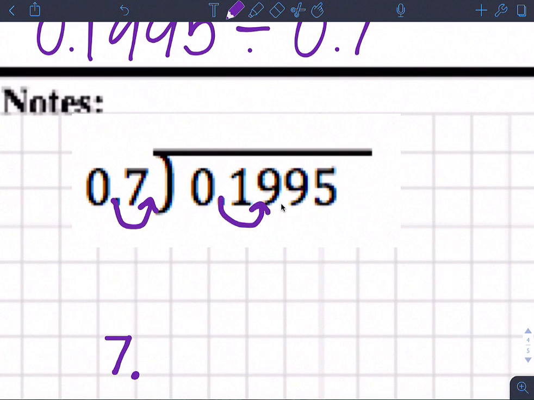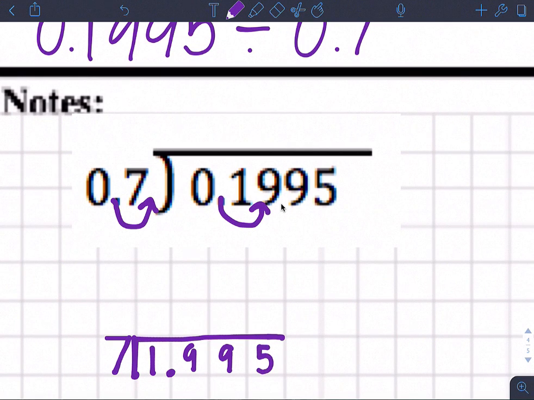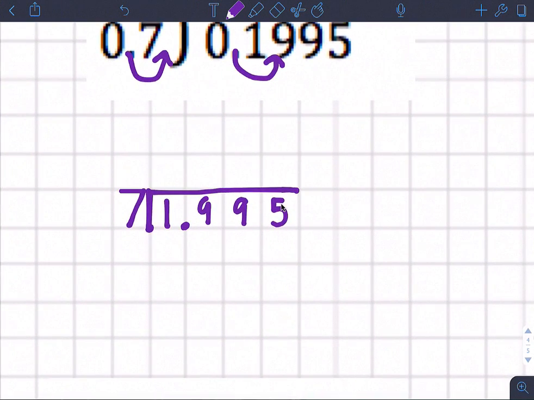So the 1,995 10,000ths becomes 1 and 995 thousandths. So we're going to set it up just like that. Now we can divide just like we normally will. We can ignore the decimals, but the decimal is going to go straight above wherever we put it in the problem. So after we moved it, it goes just straight up.